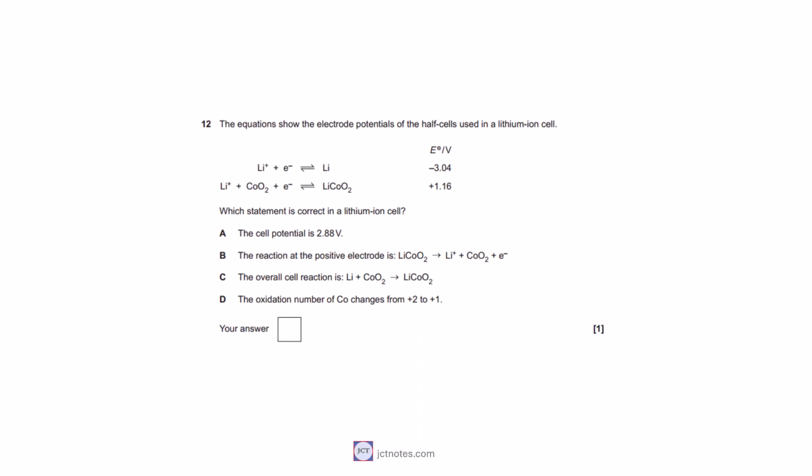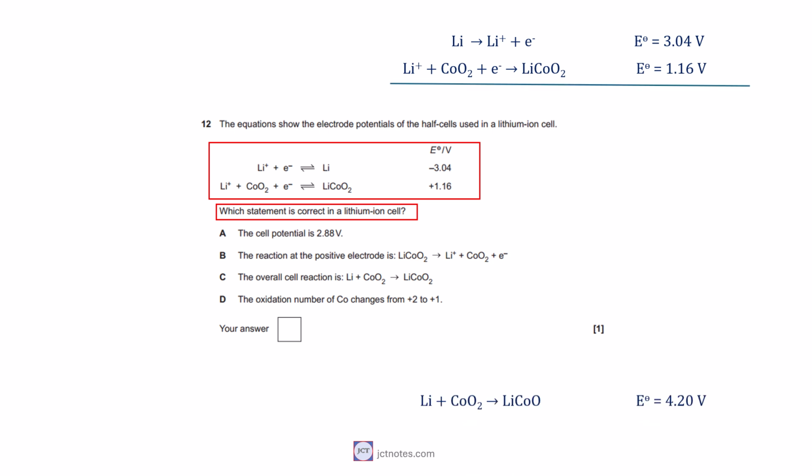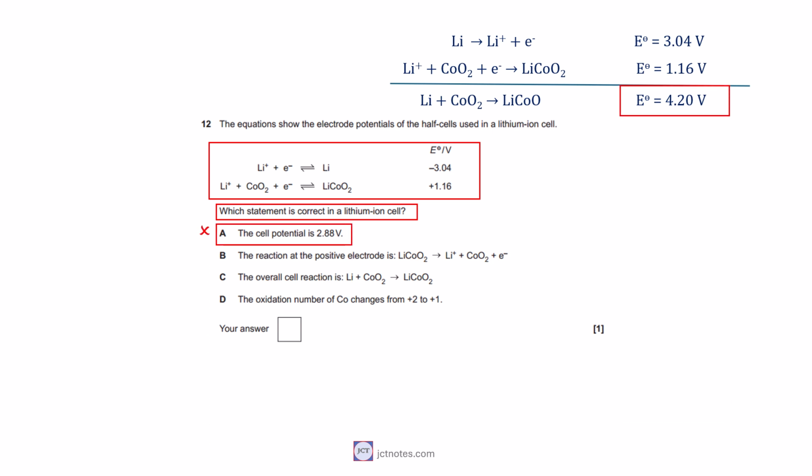In question 12, we have electrode potentials of the half cells used in a lithium-ion cell and 4 statements. We are asked to identify the correct statement. For a reaction to occur spontaneously in a cell, the cell potential should be positive. To obtain a positive potential we invert the direction in the first semi-reaction and add it to the second. The potential of the cell is 4.20 volts, not 2.88 volts.